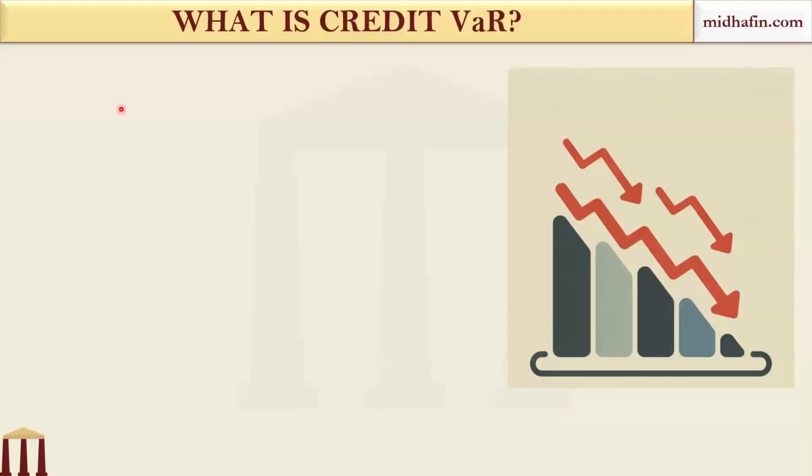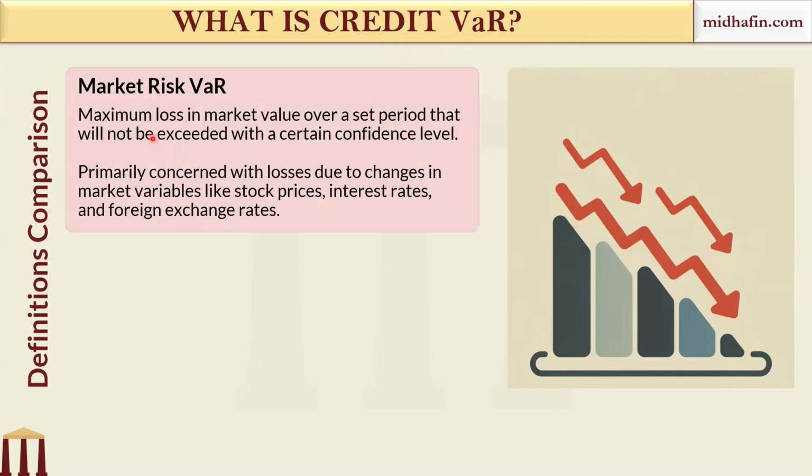Now let's start by clarifying what we mean by Credit VaR. Most of us are already familiar with market VaR. So let's just do a comparison of the definitions. Market VaR measures the maximum loss in market value over a set period that will not be exceeded with a certain confidence level. And it is mainly focused on what kind of losses? Losses due to changes in market variables like stock prices, interest rates, and foreign exchange rates.